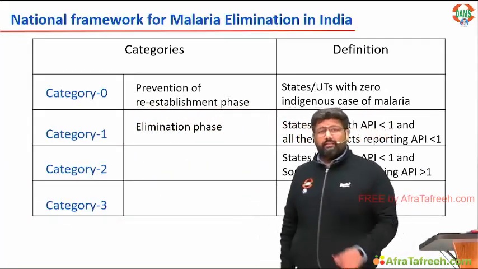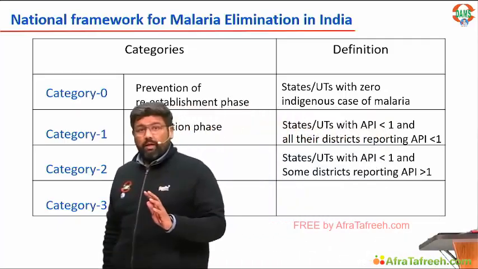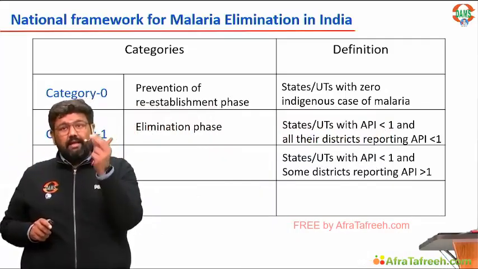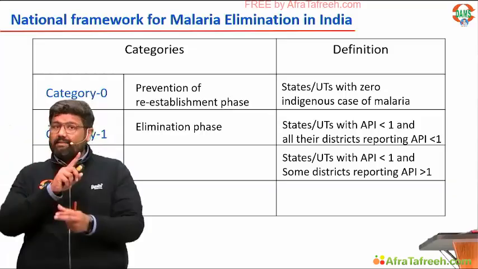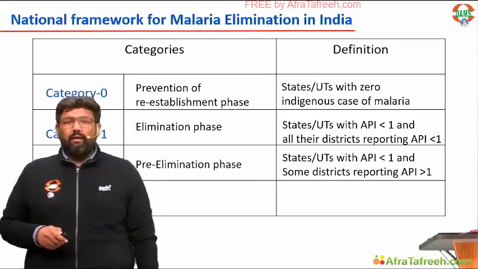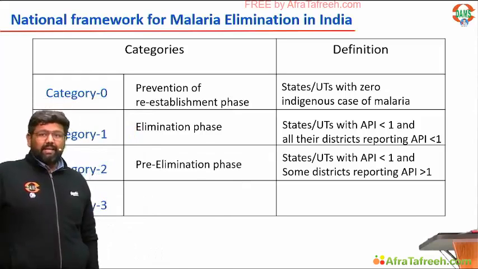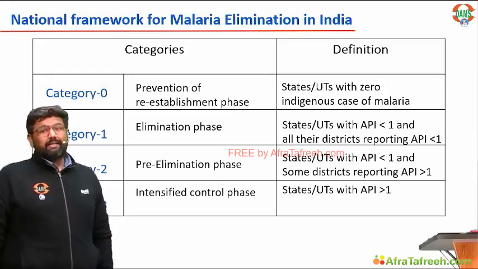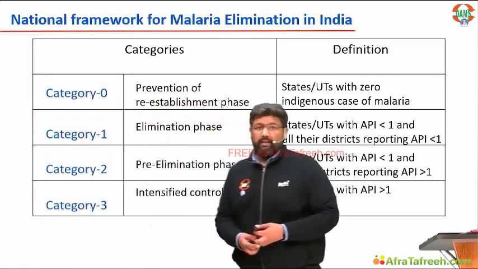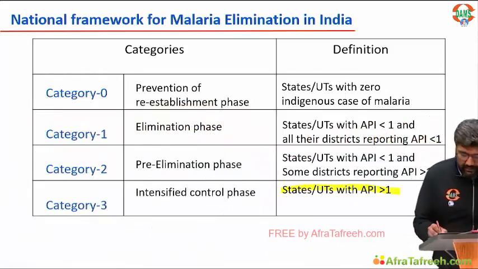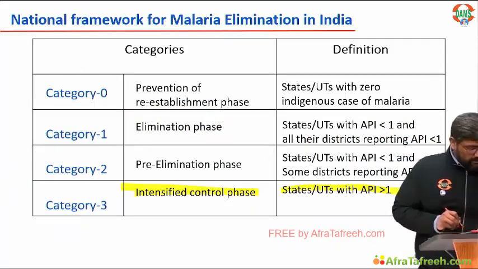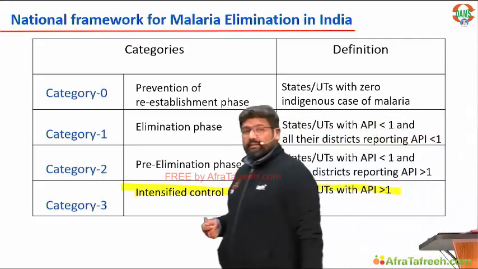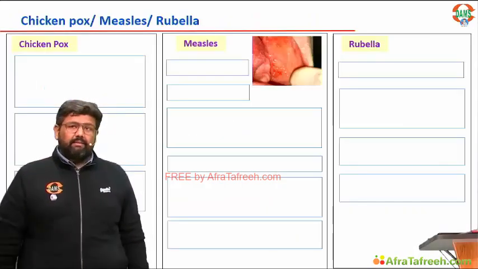If the state API is less than 1, whole state less than 1, but some of the districts still have more than 1, this is category 2. Here we do pre-elimination. Next, states where API is more than 1. Here we say intensified control phase. This statement as it is was asked in last year's INICET exam, right?